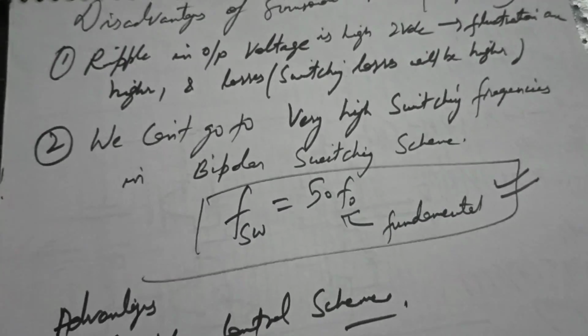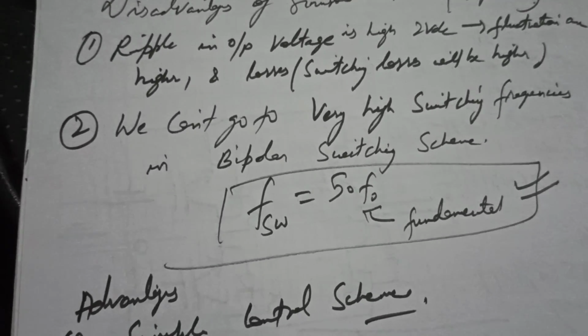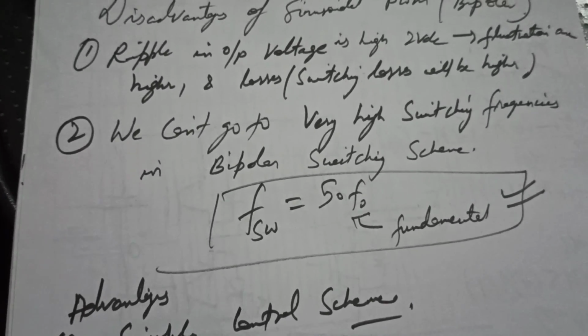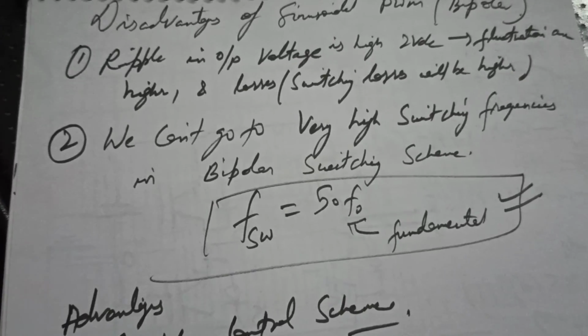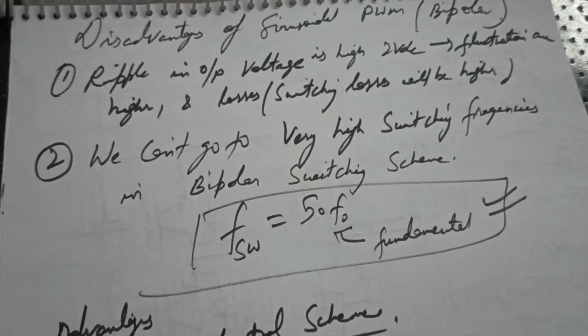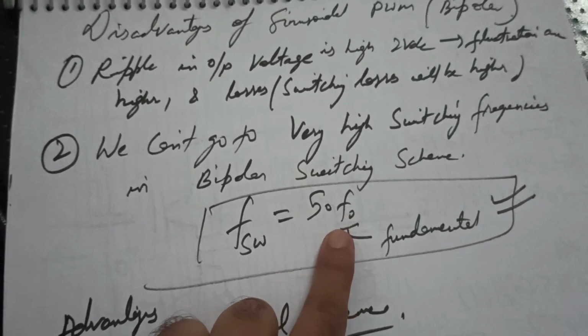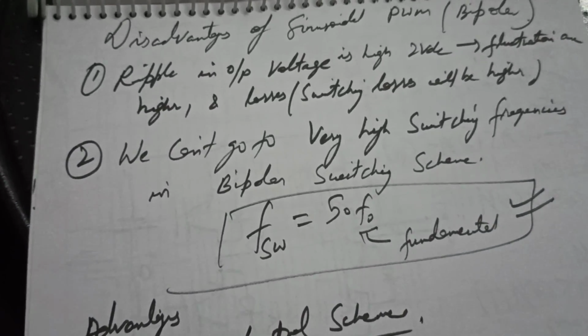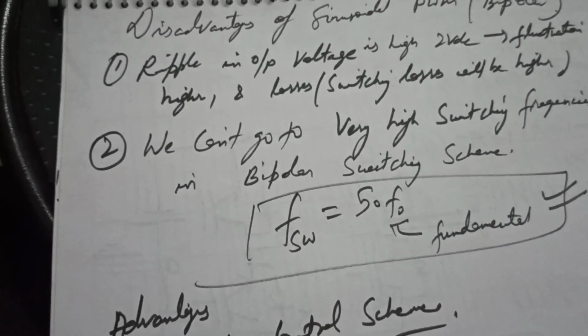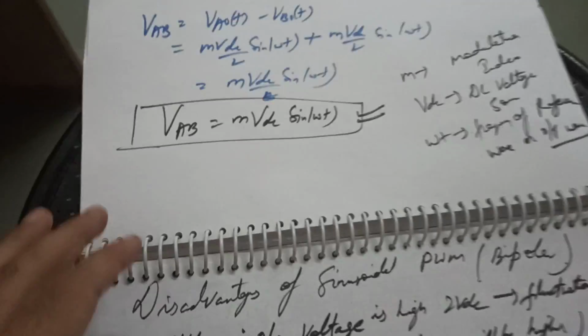Second part. We can't go to a very high switching frequency. Yes, obviously we cannot go to a very high switching frequency. The limit of switching frequency is only 50 times this. Why? Because switching frequency refers to the time duration. Okay, look at this.